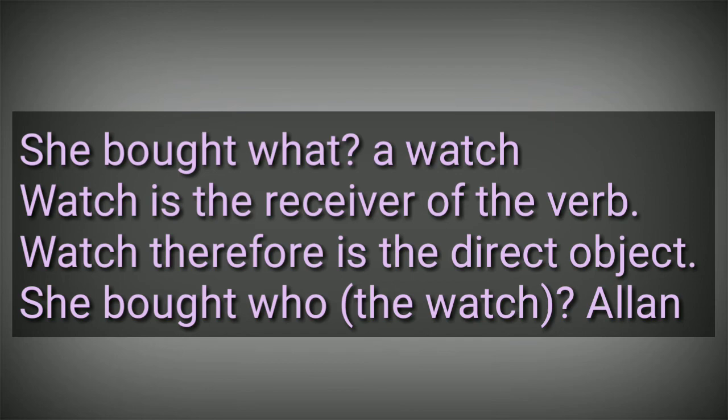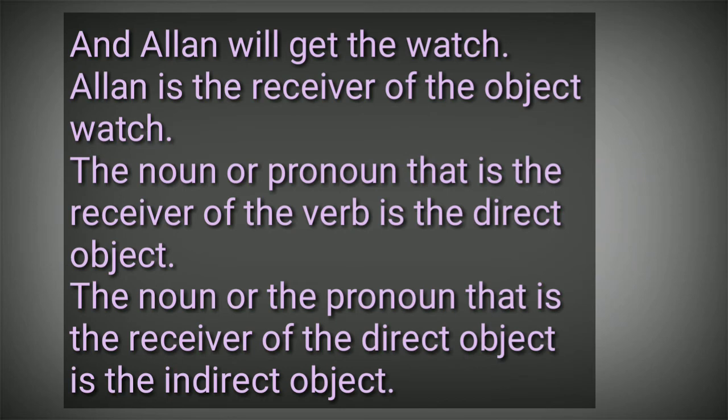She bought who the watch? Ellen. And Ellen will get the watch. Ellen is the receiver of the object watch. The noun or pronoun that is the receiver of the verb is the direct object. The noun or the pronoun that is the receiver of the direct object is the indirect object.